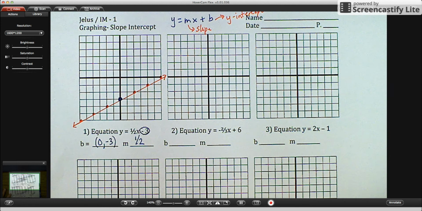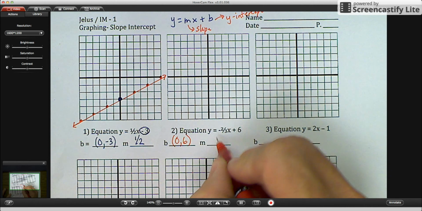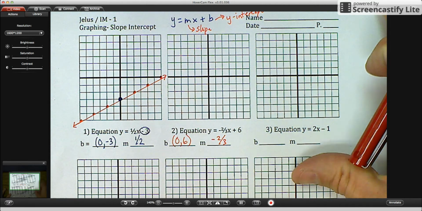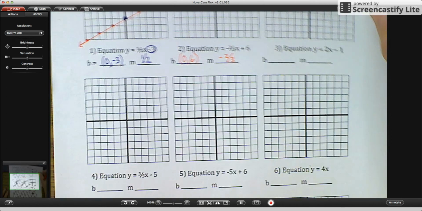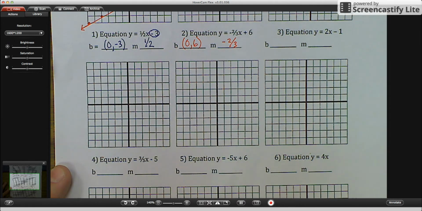For the second one, my b is 0, 6. My m is -2/3. And then I'm going to allow you to graph that one and then do number 3 all by itself. I'm going to move on to the fourth example or problem.